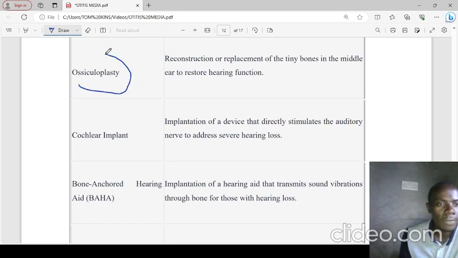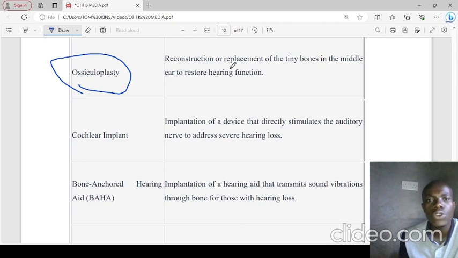We could also have ossiculoplasty, and this is reconstruction or replacement of the tiny bones in the middle ear to restore hearing function. Remember the ear ossicles? The Ms: malleus, incus, stapes.